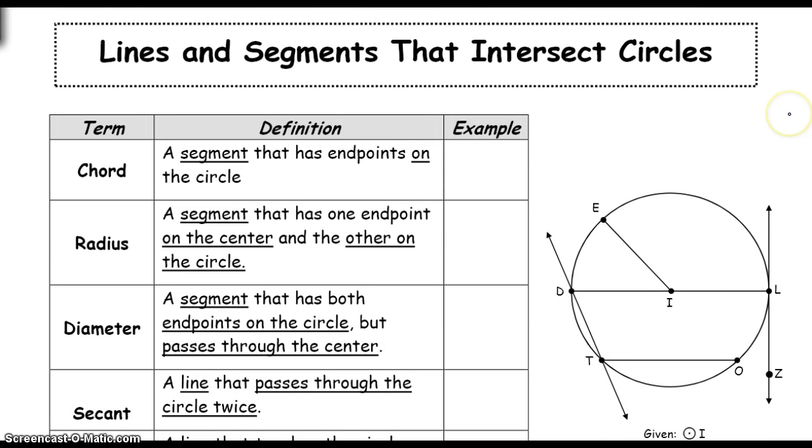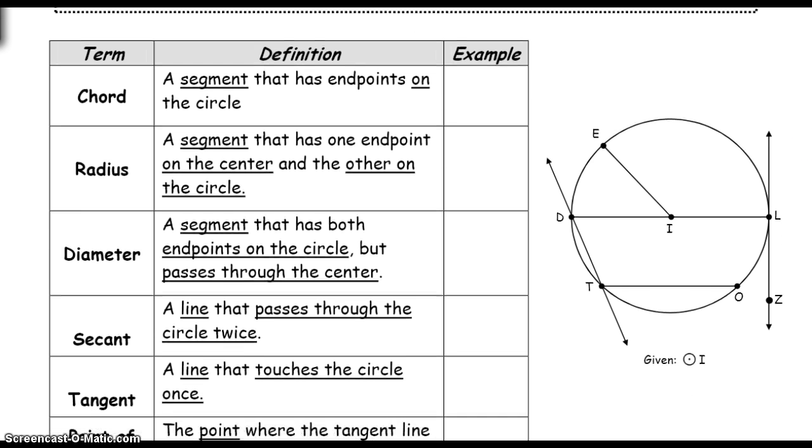So the first thing we have is a chord. That's how you say that, chord. It is a segment. So guys, segments have two endpoints. All right, and both of those endpoints are going to be on the circle. So we're going to give some examples of that. So you want to find a segment that is on the circle. Now I'm going to highlight things on here, but you don't have to. But let's see. A segment where the endpoints are on the circle.